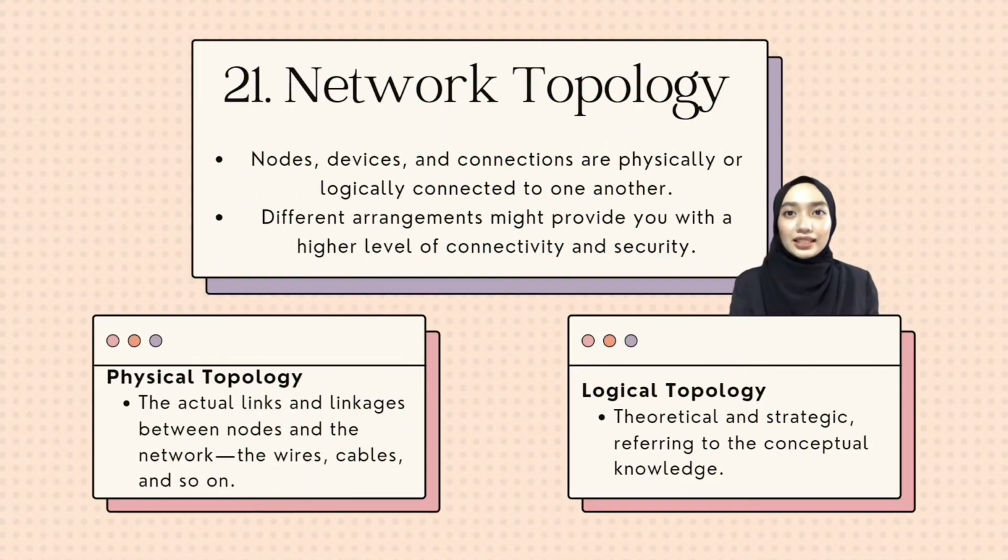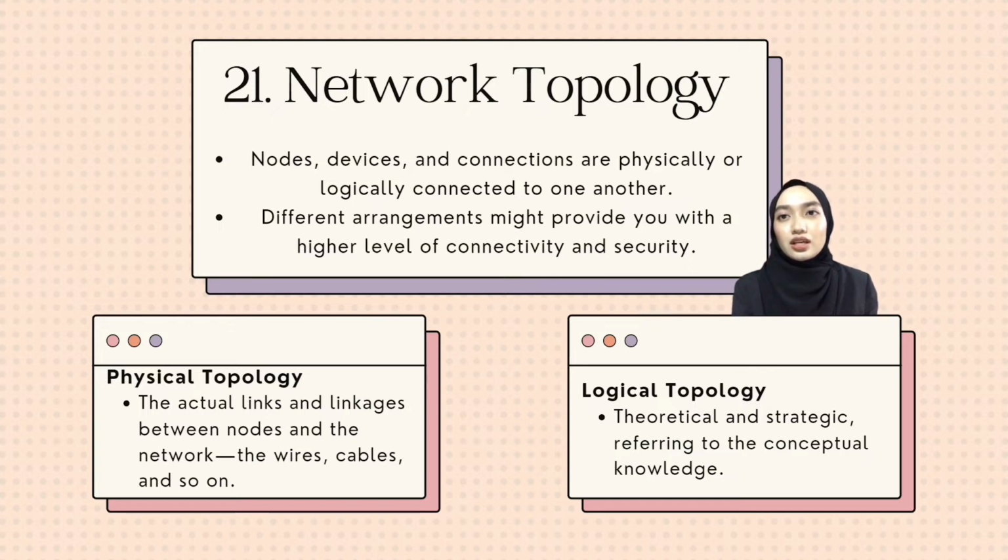Last one for part A is network topology. The topology of your network refers to how nodes, devices, and connections are physically or logically connected to one another. Consider your network to be a city, with the topology serving as the road map. There are numerous methods to arrange and manage a network, just as there are different ways to arrange and maintain a city. For example, ensuring that the avenues and streets can enable movement between the busiest areas of town.